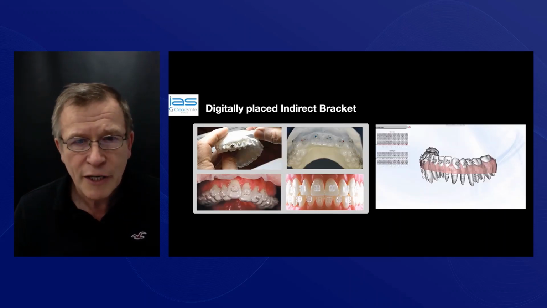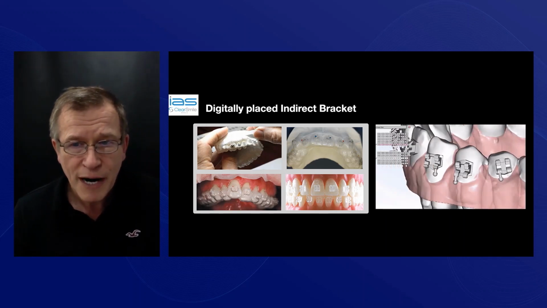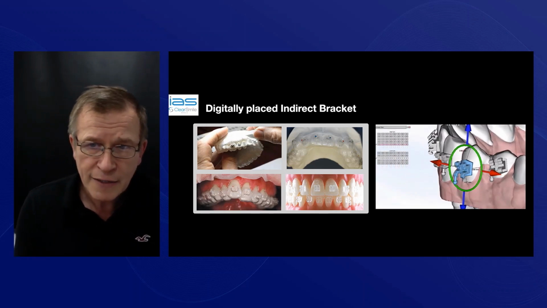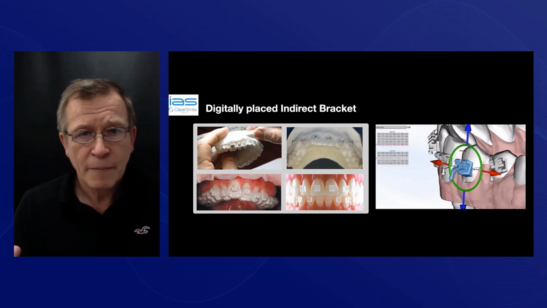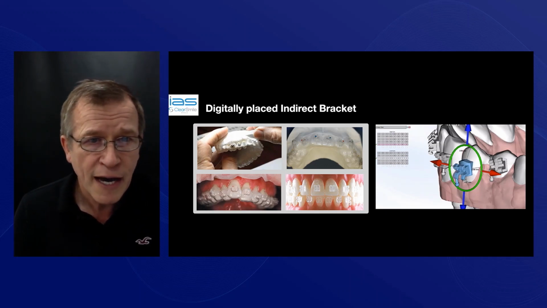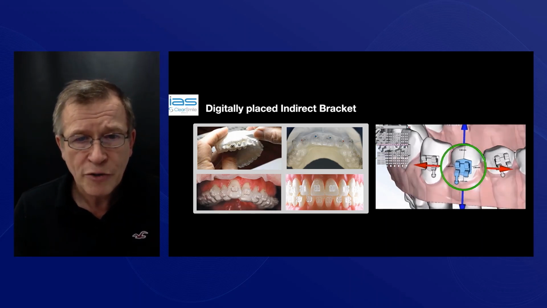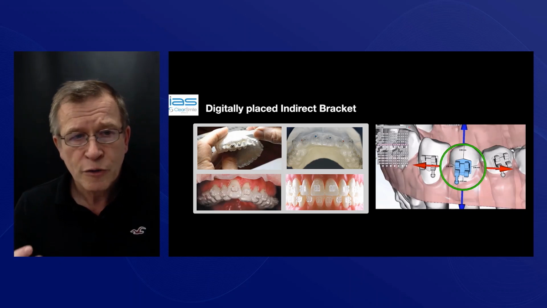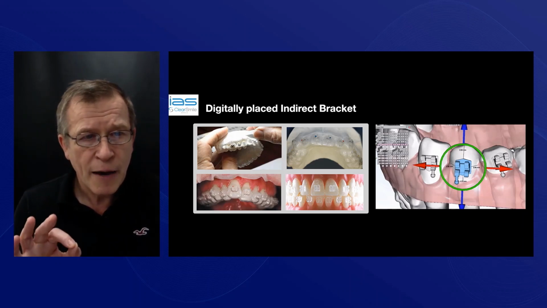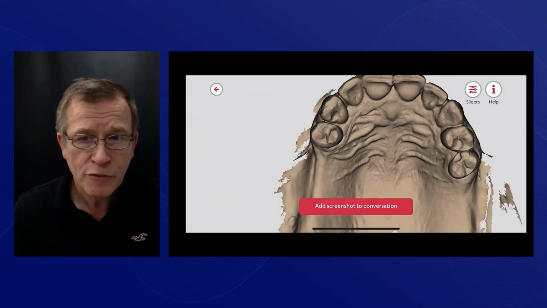So another really cool thing you could do, if you like brackets or it's a more suitable case for brackets, then we can take our scans. The lab can help us with our digitally placed bracketing system. These are from my friends at IAS Academy, and we can use these matrices that they make for us to place the brackets with superb accuracy, making sure that we get everything just right.